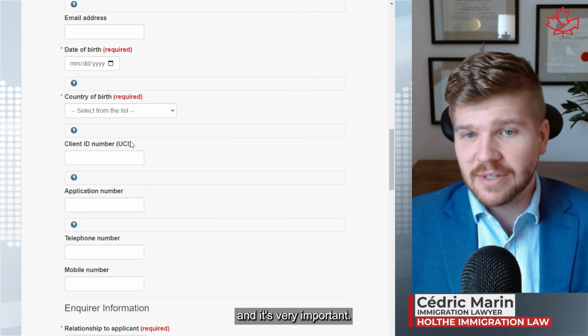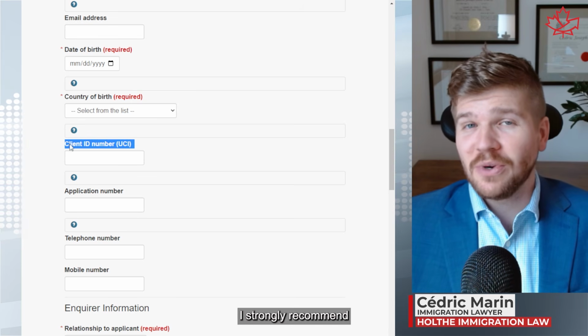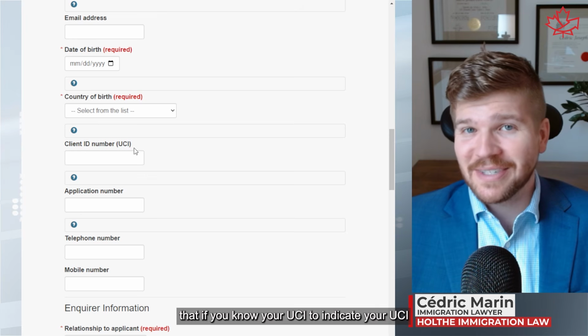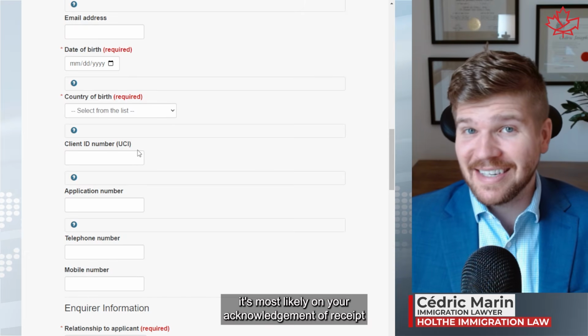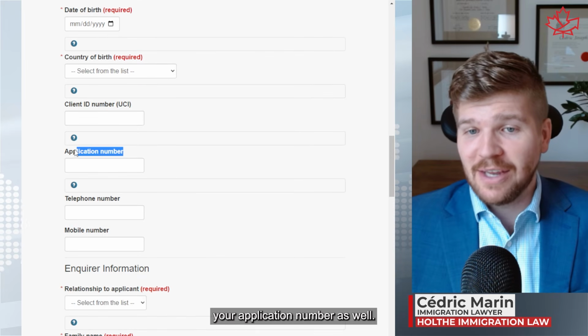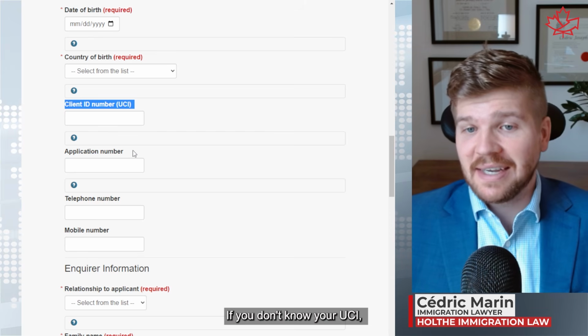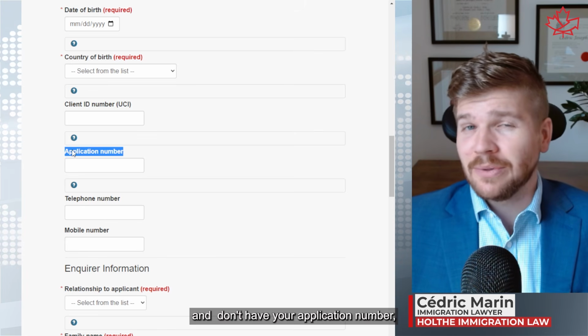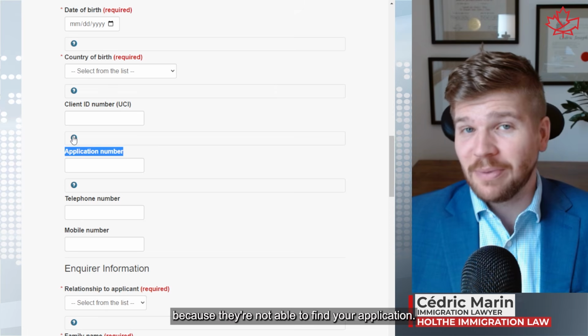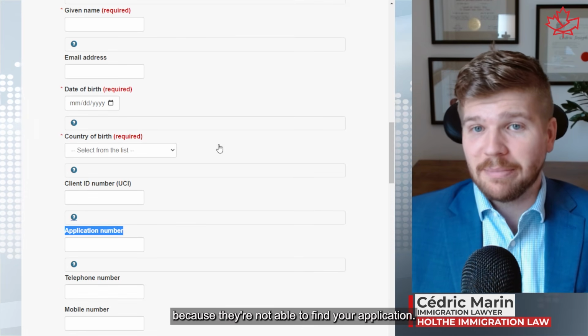And it's very important, although there isn't a star, I strongly recommend that if you know your UCI, you indicate your UCI. It's most likely on your acknowledgement of receipt or on your other documents. Your application number as well, very, very important. If you don't know your UCI and don't have your application number, there's a high risk that it's going to get returned to you because they're not able to find your application.